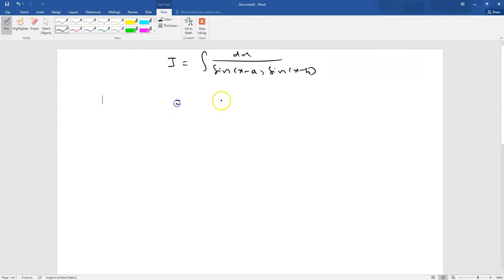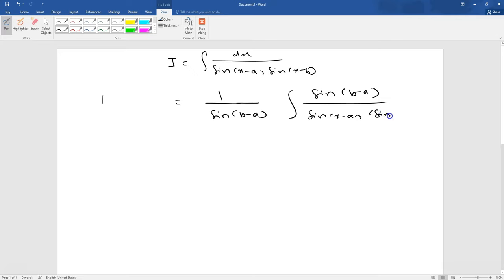Correct. Now let's do one thing. We multiply and divide by sine of b minus a, which is a constant. When you multiply and divide by that, this sin of b minus a will stay as it is, because in the answer you will see it is 1 upon sine of b minus a, right? Now this sine of b minus a we can write in a different way.